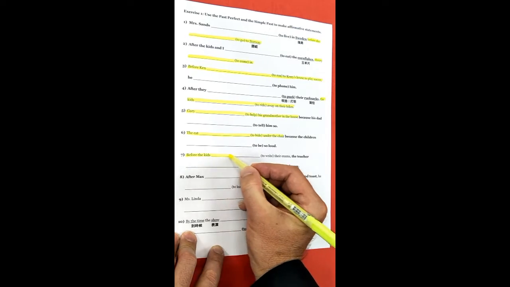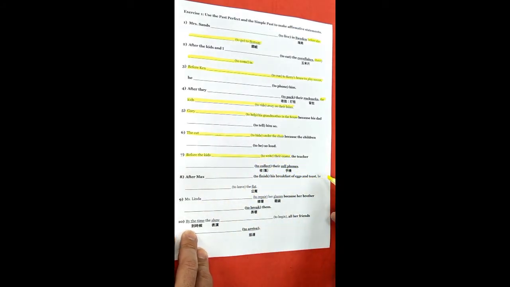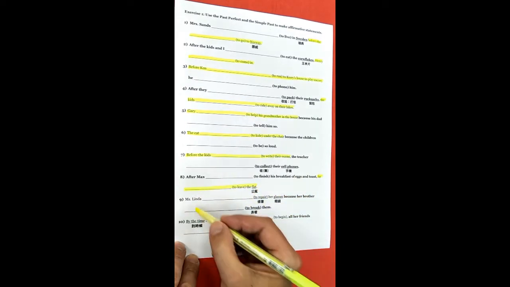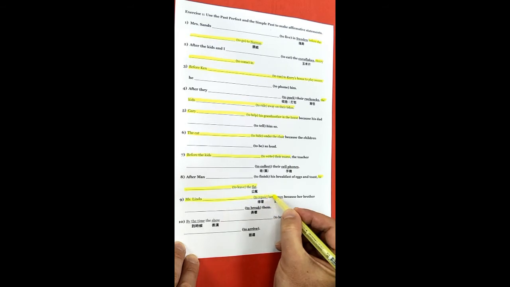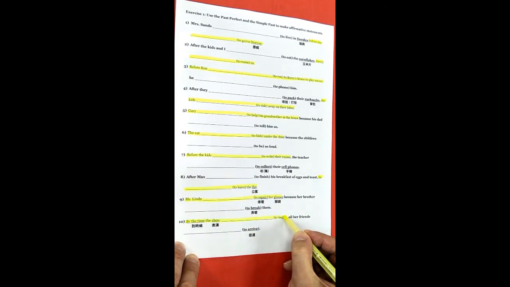Number 7, before the kids blah, blah, blah to write their exams. Number 8, he blah, blah, blah to leave the flat. 9, Ms. Linda to repair her glasses. 10, by the time the show blah, blah, blah to begin. I just colored all the sentences that happened after the first action. All right, I want you to color too.